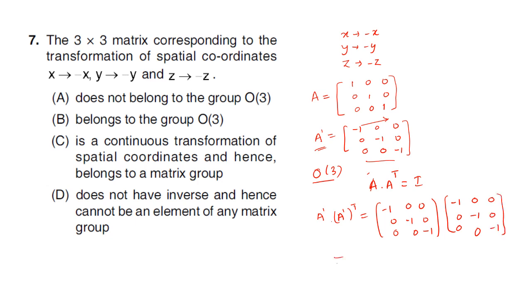So the product of this one. Product means this: minus 1 into minus 1 is 1. So that's a 0. So 0 into this one. So 0 0 0, 1 0 0, 0 1. That is an identity matrix. Therefore, it belongs to group O3. Option B is correct.